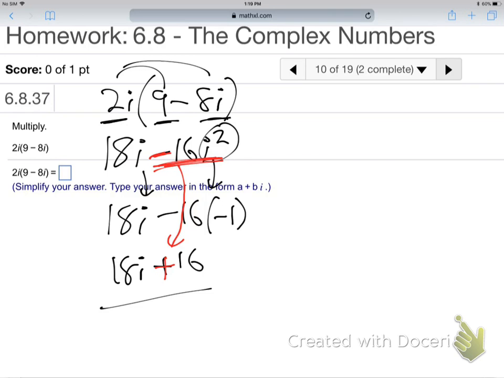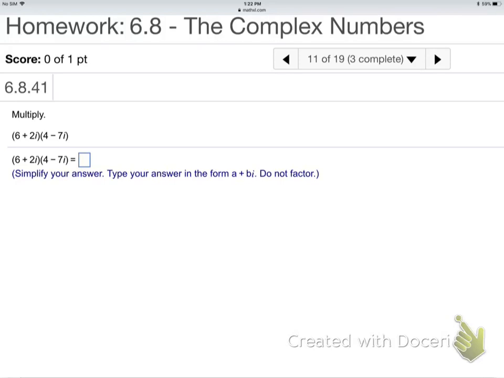All right. And how do they want you? They're a little picky on the way they want the answer. Okay, so 6 plus 2i times 4 minus 7i. So just go ahead and do it. Just normal FOIL. Nothing really different. But when i squared pops up, replace it with negative 1.